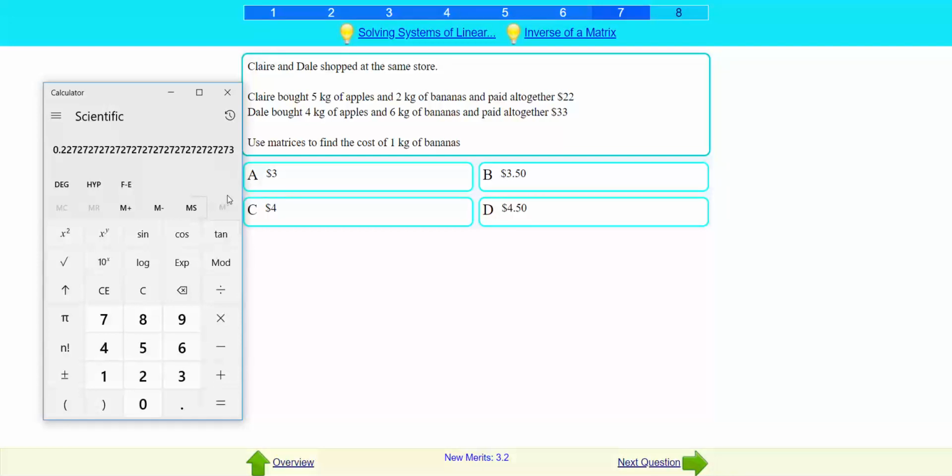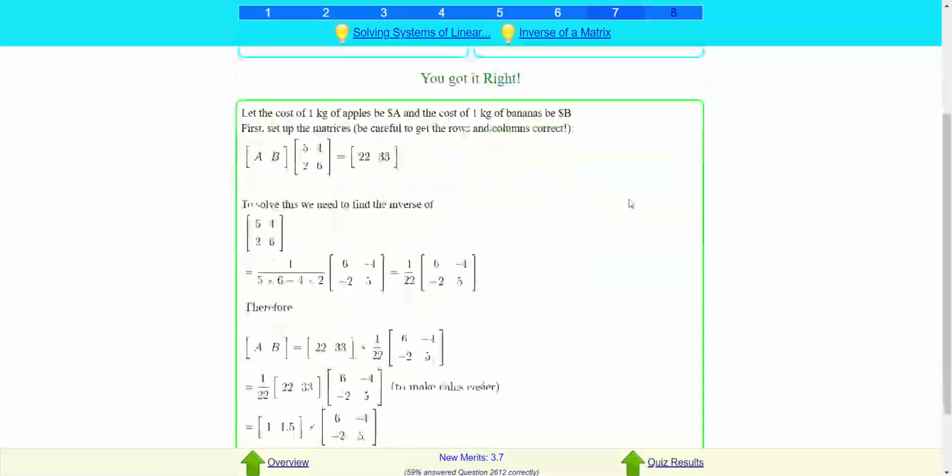0.27 multiplied by 22 plus negative 1.8 multiplied by 33. This would give us 0.27 multiplied by 22 minus 1.8 multiplied by 33. This gives us negative 53 point something. I'm off with the numbers, but I'm sure that 3.5 is the right answer.